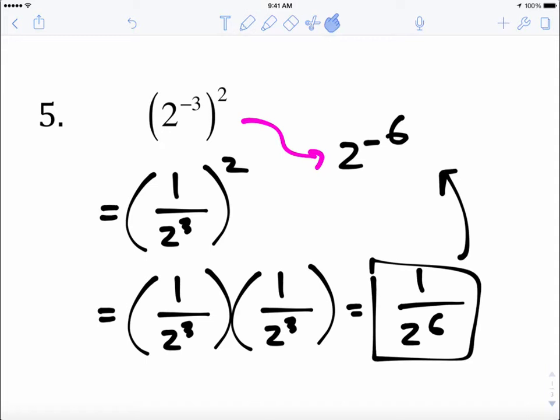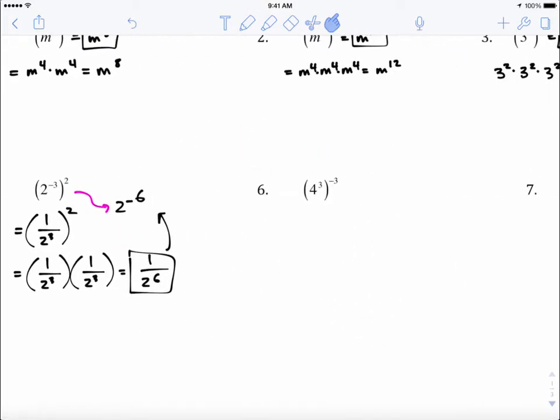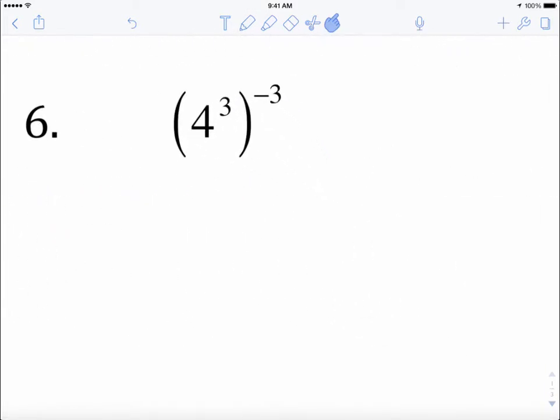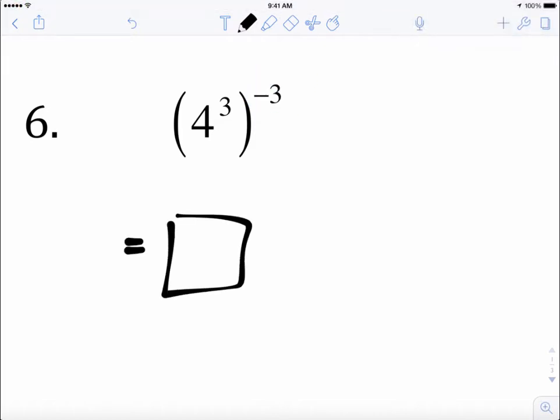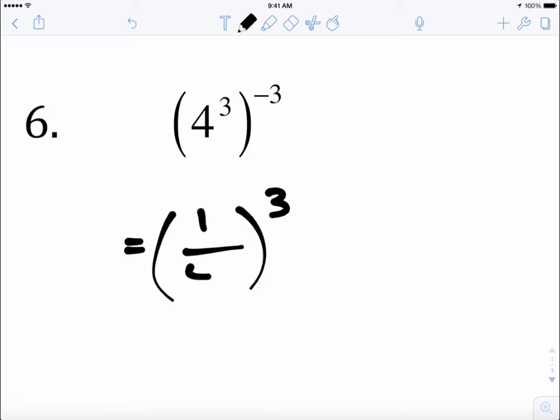All right, making moves. Once again, we've got a base being raised to a power, all being raised to another power. One of them is positive, one of them is negative. This is a little trickier, perhaps. Well, what does it mean to take a thing, a base, and raise it to the negative 3rd power? I think what that means is take the reciprocal of that base, I'm just going to leave it as a box for now, and raise it to the positive 3rd power. So the question is, what is the reciprocal of 4 to the 3rd? Well, I think the reciprocal is going to be 1 over 4 to the 3rd. And we know what to do from here.